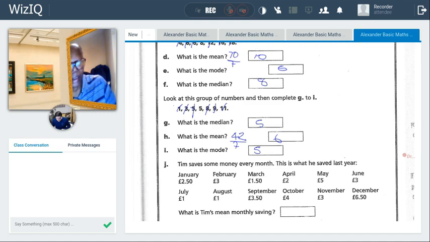Tim saves some money every month. This is what he saved last year. What is Tim's mean monthly savings? 3. So his mean is £3, so £3 per month.